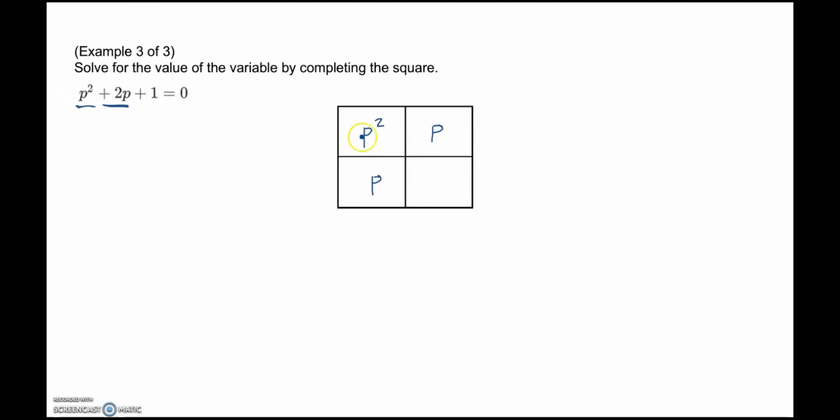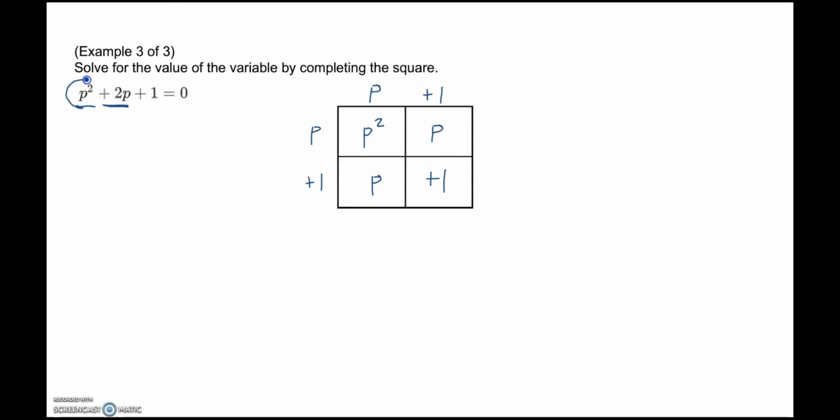Okay? Now that we have these 3 boxes of our area model complete, we can complete our outside. P times p is equal to p squared. P times what is equal to p? P times 1 is equal to p, right? P times 1 is equal to p. Now we can get our last square. 1 times 1 should equal 1.